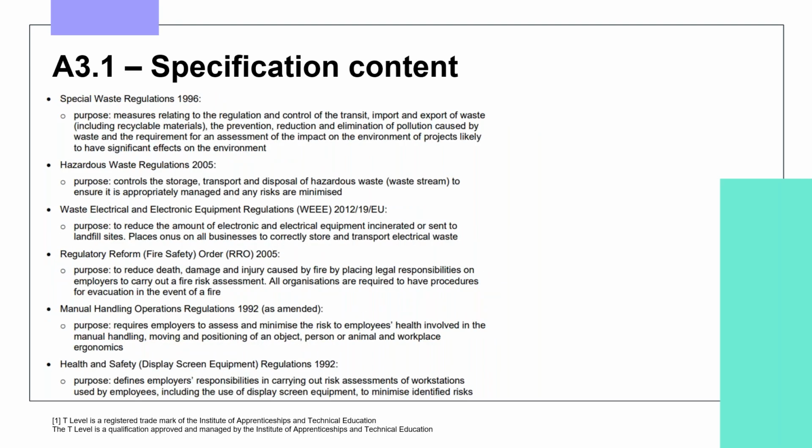So here again, we can see the other 6 pieces of legislation and regulations that students need to be aware of. And just to reinforce the point, it is just the purpose of these pieces of regulation and legislation that students need to be aware of. So as another example, if we looked at the hazardous waste regulations of 2005, its purpose is to control the storage, transport and disposal of hazardous waste to ensure it's appropriately managed and any risks are minimised.